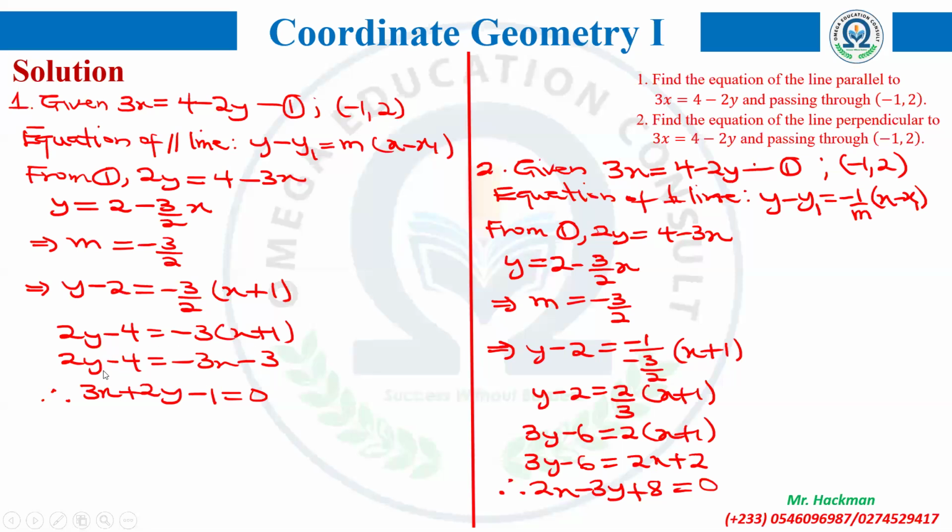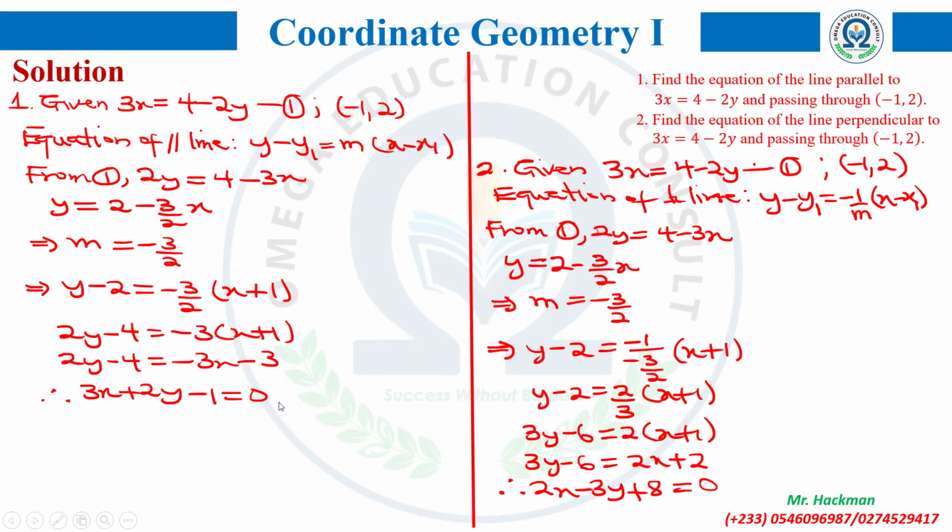So I will move. That will give me exactly what I have here, 3x. This is still positive here. Take note. So it will be plus 2y because I didn't move this. It's only the ones that you move that change sign. Then you equally move this. So you are going to get -4 plus 3, which will give us -1, and it's equal to 0. So this then becomes your equation.